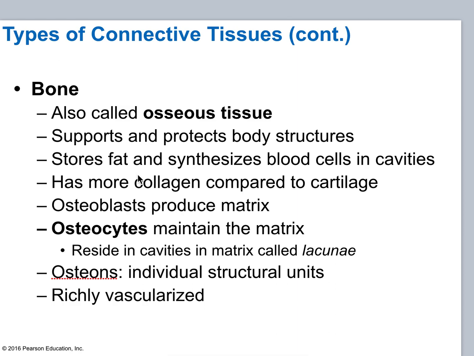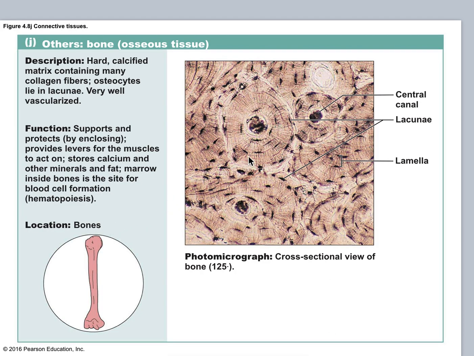Osteons are the individual structural units of the bone, and osteons look like the rings of a tree trunk. Here's a picture. Here's an osteon, this round circular space here. That's one osteon. There's another osteon here. These are the structural units of the osseous bone tissue. This is a very characteristic look. It's easy to recognize this tissue.